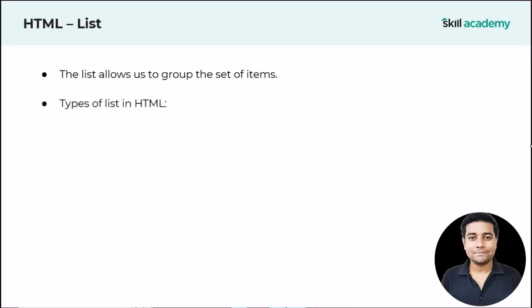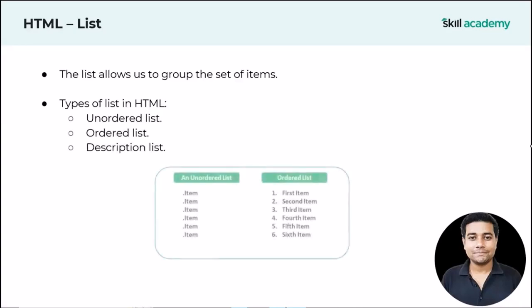In HTML, you are going to have some types of list. We are going to understand unordered list. Then we are going to understand ordered list. And finally, we are going to understand description list. So in HTML, you are going to have three categories of list: unordered list, ordered list, and description list.